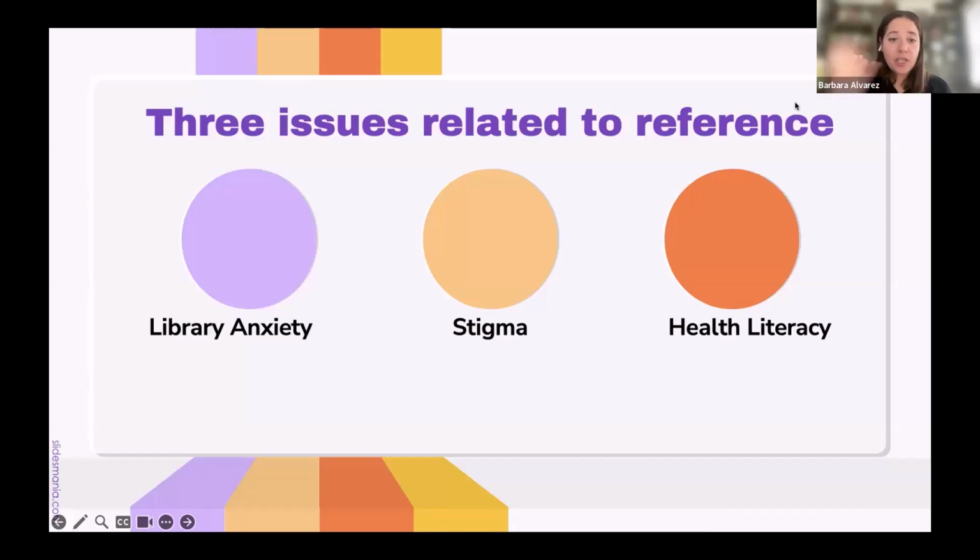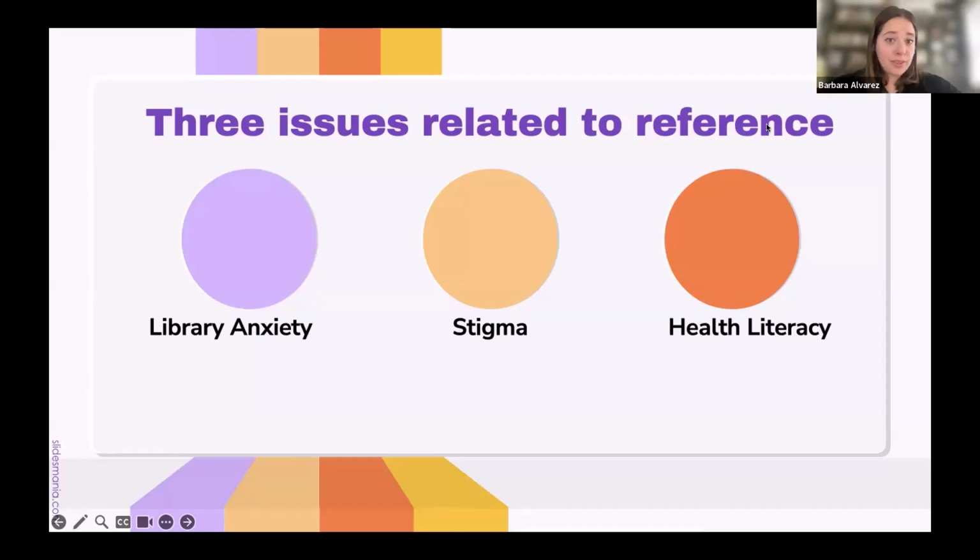So we have these three compounding issues. Health literacy is just like literacy in general, but related to health. People might say, oh yeah, I understand what you're talking about when they're talking to their doctor or when they get a prescription from the pharmacist, but they don't really understand what they're talking about.